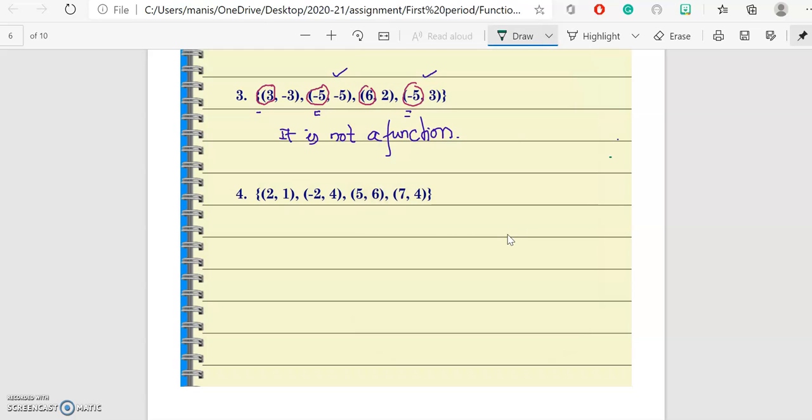So let's look at the next problem, question number 4. Now in question number 4, I will only circle my X values. And tell me if you see any two X values which are same. So if I look over here, this is 2, -2, 5 and 7. No X value is repeating. So what? It is a function.